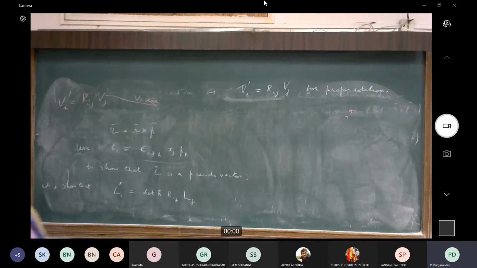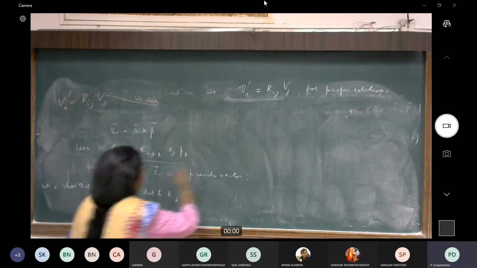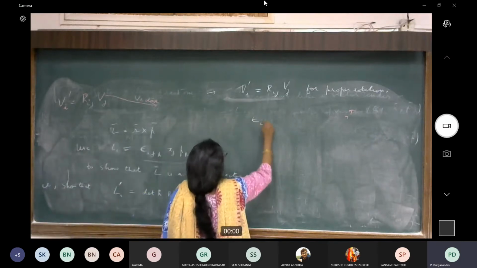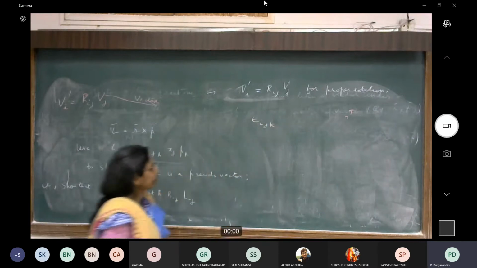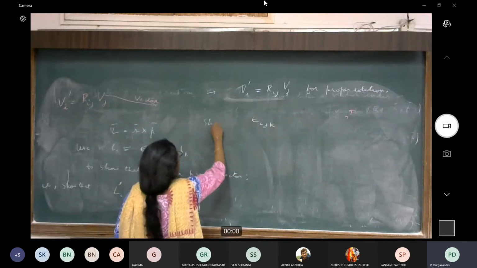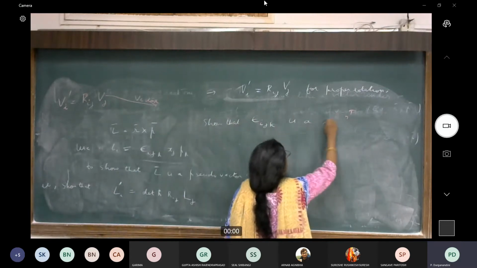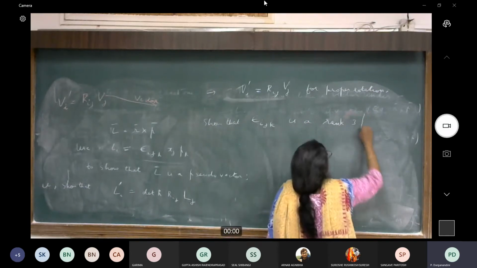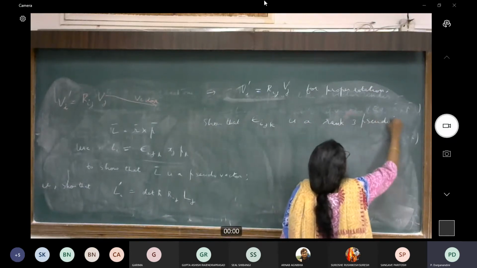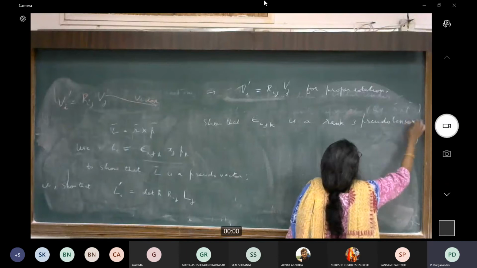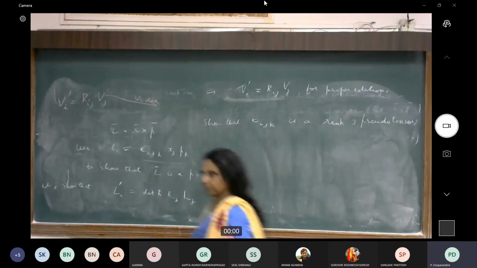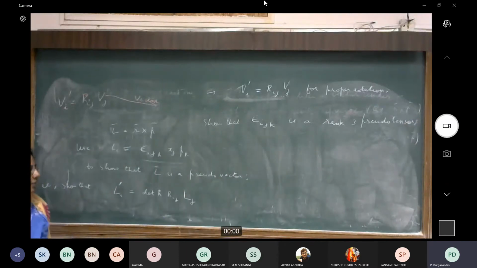And finally, I would like to remark on another exercise: you have epsilon ijk. We said it's an isotropic tensor of rank 3. Now show that this is a pseudo tensor of rank 3. So the Levi-Civita tensor is not just an isotropic tensor, but it's also a pseudo tensor. Let me show this.